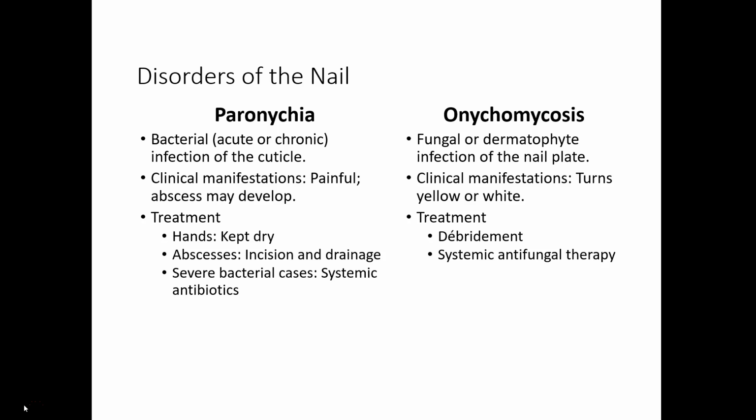Then onychomycosis is a fungal or dermatophyte infection of the nail plate. It causes the nail to turn yellow or white. And the treatment for that is typically localized debridement as well as systemic antifungal therapy. Word of caution here is that the systemic antifungal therapy is going to take several months to take effect. So this is not a quick treatment course. And folks, that concludes the last slide of the last slide deck.